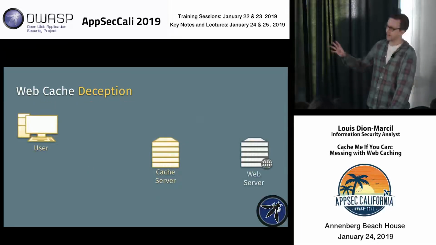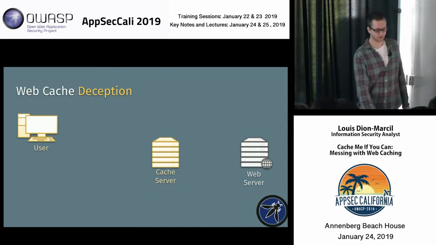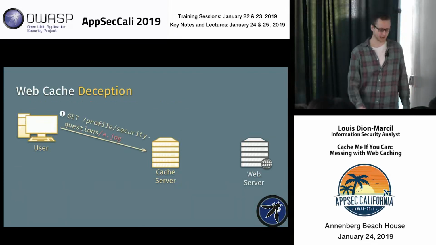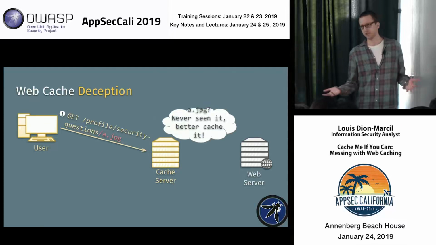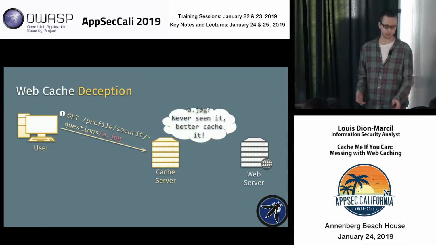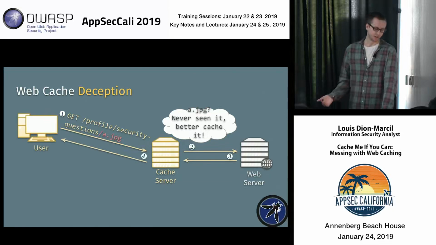So using the same diagram, you can see that the user being tricked into requesting the same file with a.jpg at the end reaches the cache server. The cache server notices that a.jpg has never been seen before, so it fetches it upstream from the origin server. And then the origin server responds back, and then it's committed to memory. So then when the response is back, it's sent back to the user. At that point, the cache server has cached a.jpg with the content of the security questions.